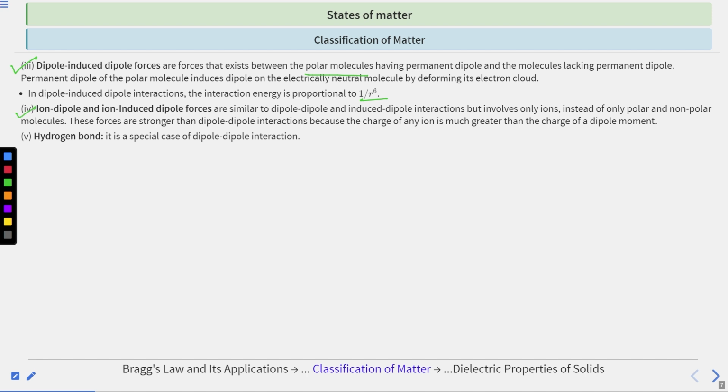Ion-dipole and ion-induced dipole forces. They are similar to dipole-dipole and induced dipole interactions, but involve ions instead of only polar and non-polar molecules. These forces are stronger than the dipole-dipole interaction because the charge of any ion is much greater than the charge of a dipole moment. Hydrogen bond, it is a special case of dipole-dipole interaction.